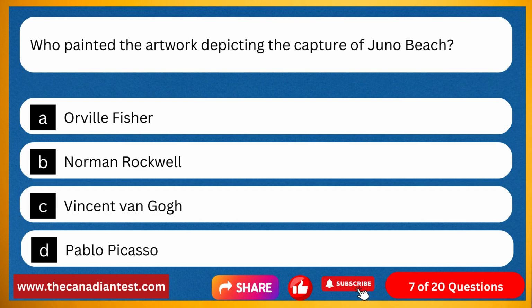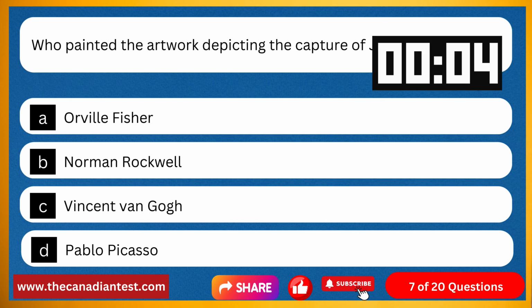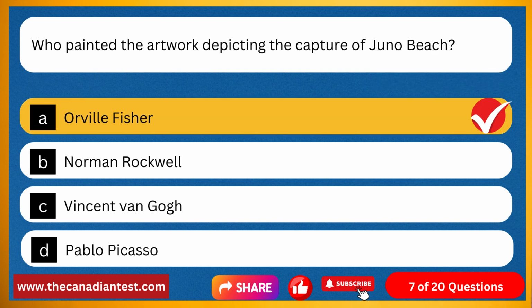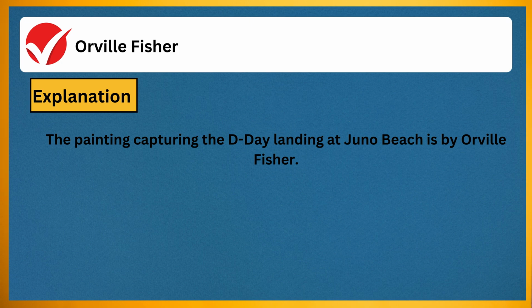Question 7. Who painted the artwork depicting the capture of Juno Beach? Option A. Orville Fisher. Option B, Norman Rockwell. Option C, Vincent van Gogh. Option D, Pablo Picasso. The correct answer is Orville Fisher. Explanation: the painting capturing the D-Day landing at Juno Beach is by Orville Fisher.